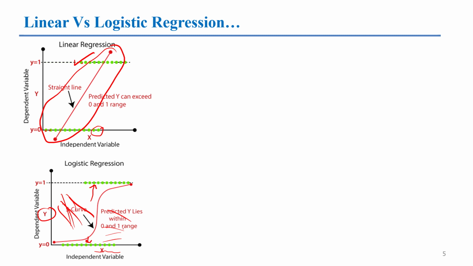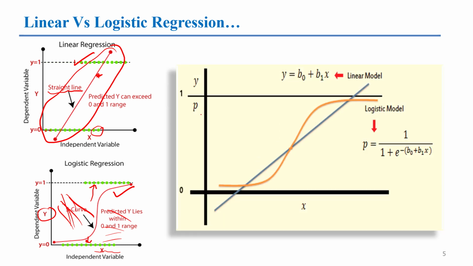Okay, now the question is, what is the name of this function? As we can see, the straight line is linear regression, and this S curve is called the sigmoid function. Okay, so how can we convert this linear line into this sigmoid function? That is with the help of this.